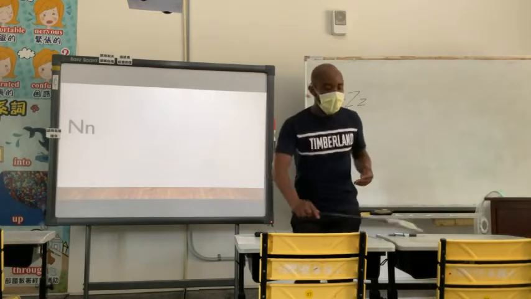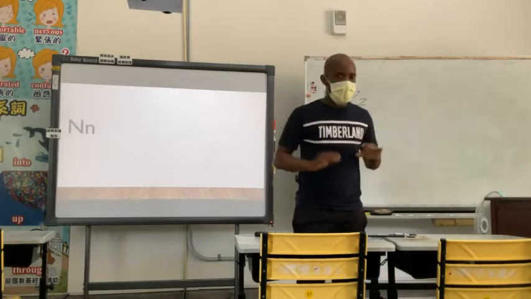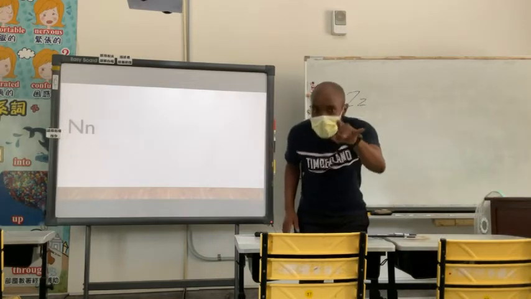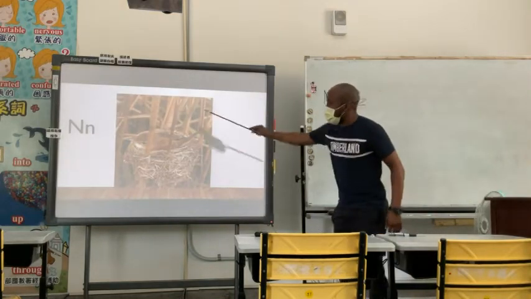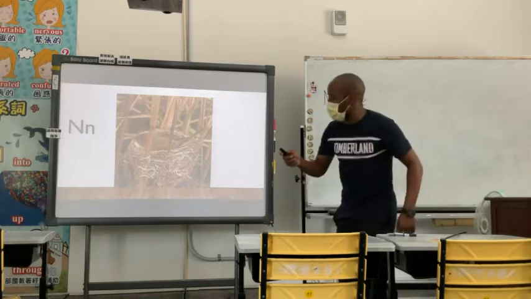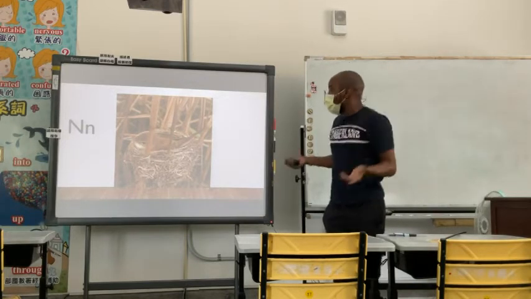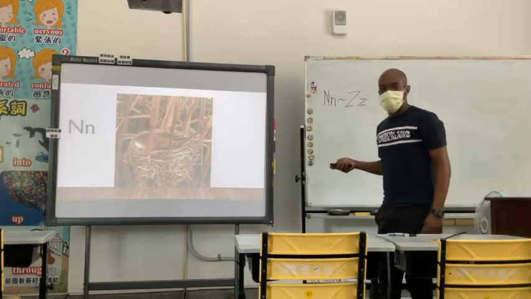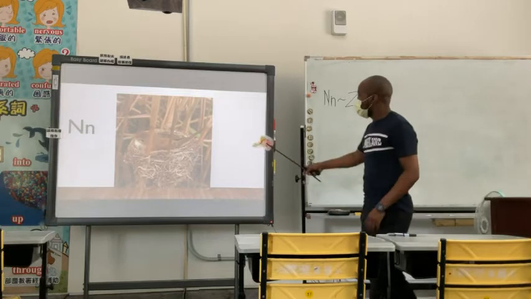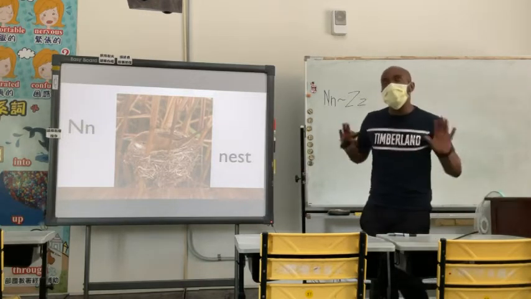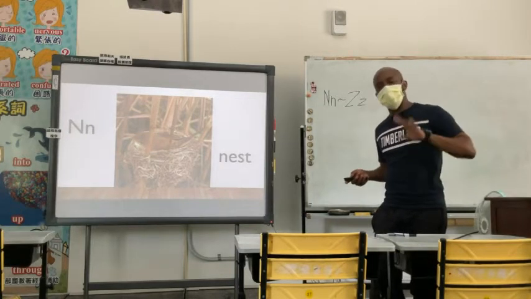N. If you remember, we said N, no, next. Great job. Here is the nest, and the bird is inside the nest. So say N, no, nest. How to write nest? N-E-S-T. Great job. One more time, nest.